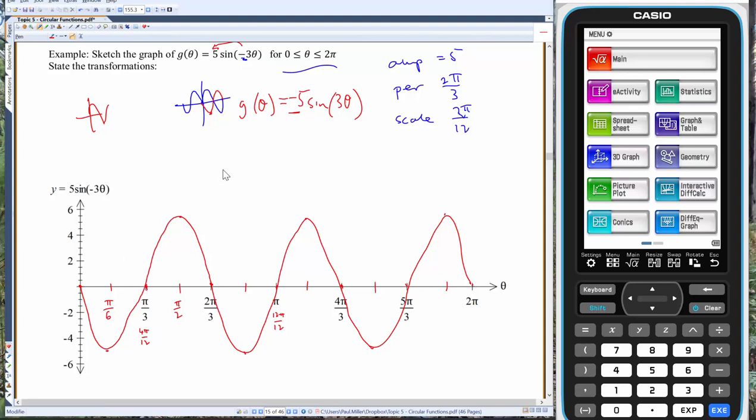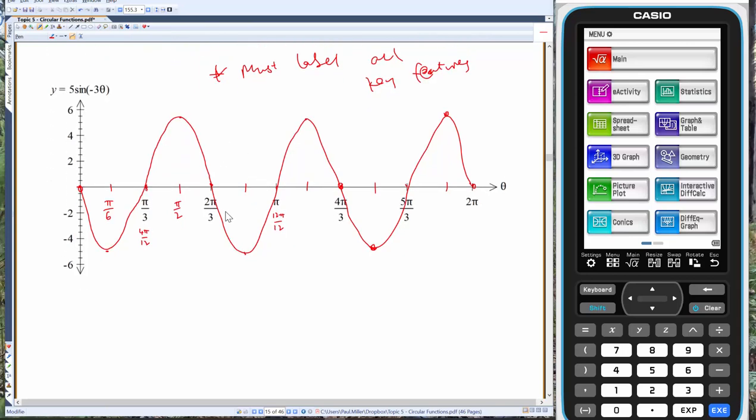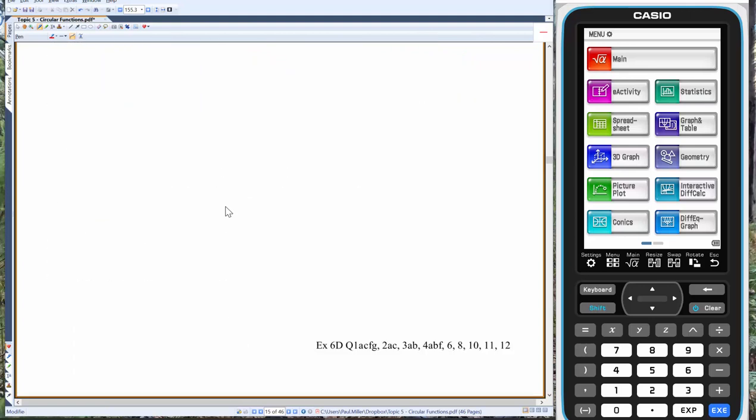All right, now again, you must label all key features, but I don't want to burn up a minute of viewing time on this video with me labeling the key features. So you go ahead and do that. Remember, endpoints must be labeled, maximums, minimums, and intercepts. Okay, all of those have got to be labeled. So you go ahead and do that. All right, so there's the exercise 6D. Okay, so get stuck into some graphing.